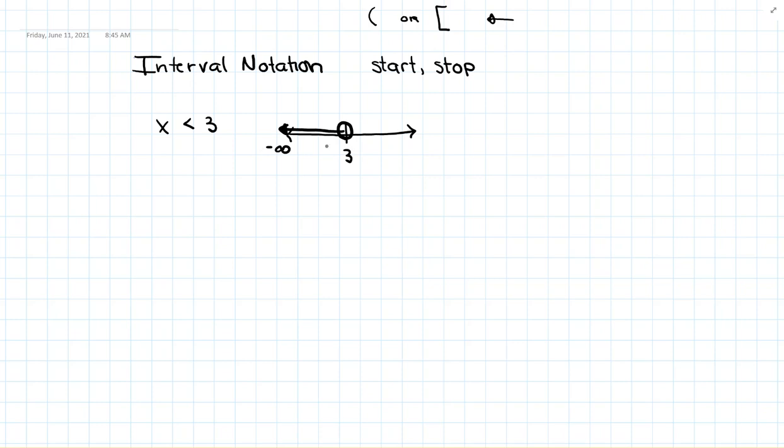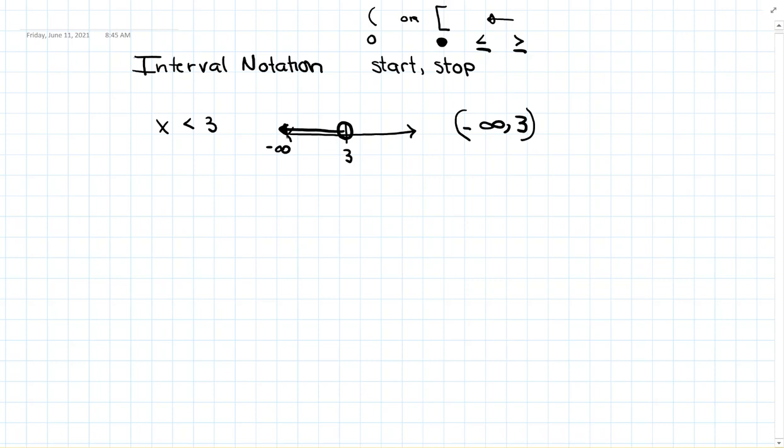So from left to right, we start at negative infinity. We stop very close to the number 3, but not at 3, because there's no equals on my inequality here. So we're going to be using parentheses. The only time we're going to be using a bracket is if I have a filled in dot and I see an equal symbol with my inequality symbol. Otherwise, it's an open dot and we use a parenthesis.